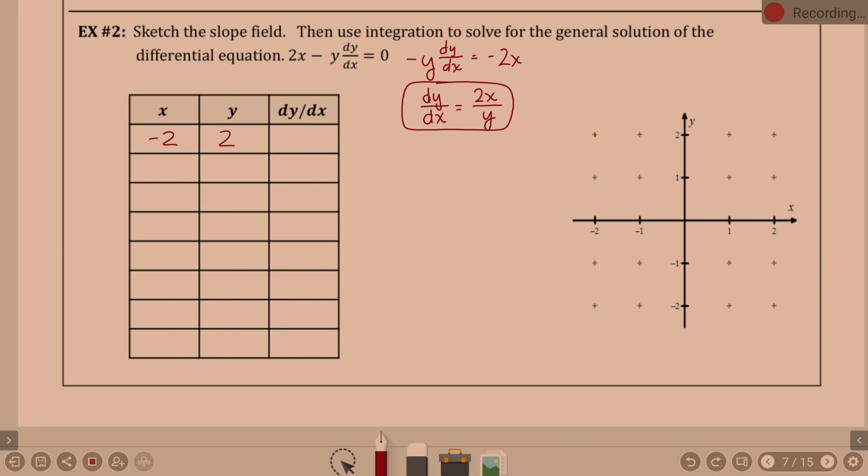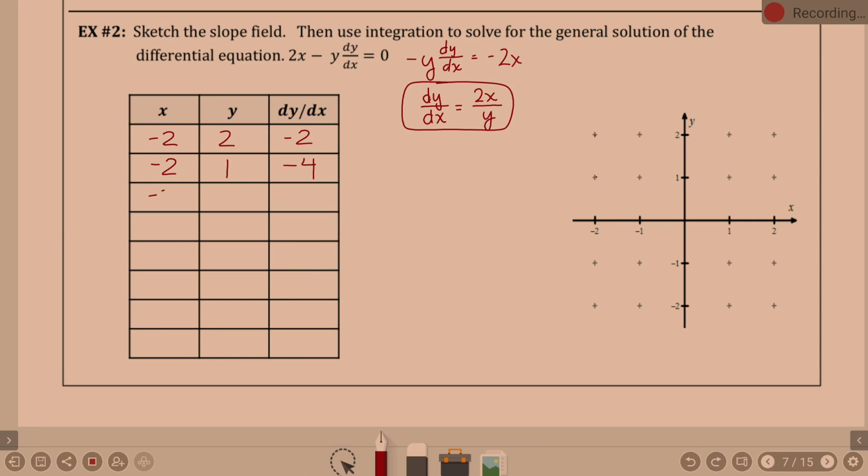Because it's negative 4 divided by 2, so we're going to have a slope of negative 2. Let's go ahead and plug in this whole column, and then I'll put them on there. Is that okay? So let's try negative 2, 1. So I'm looking at right here, yes? Negative 2, 1, what do we get? Negative 4? 2 times negative 2 is negative 4, divided by 1.